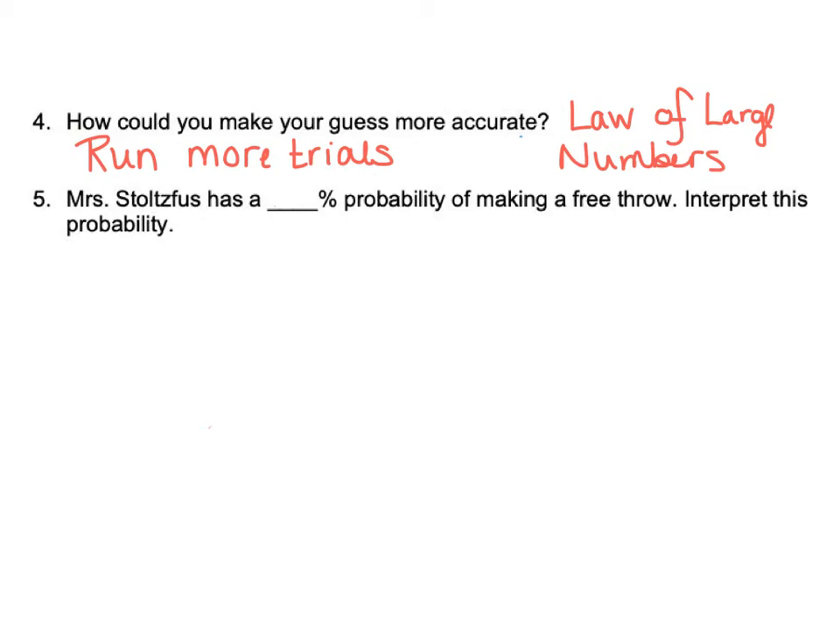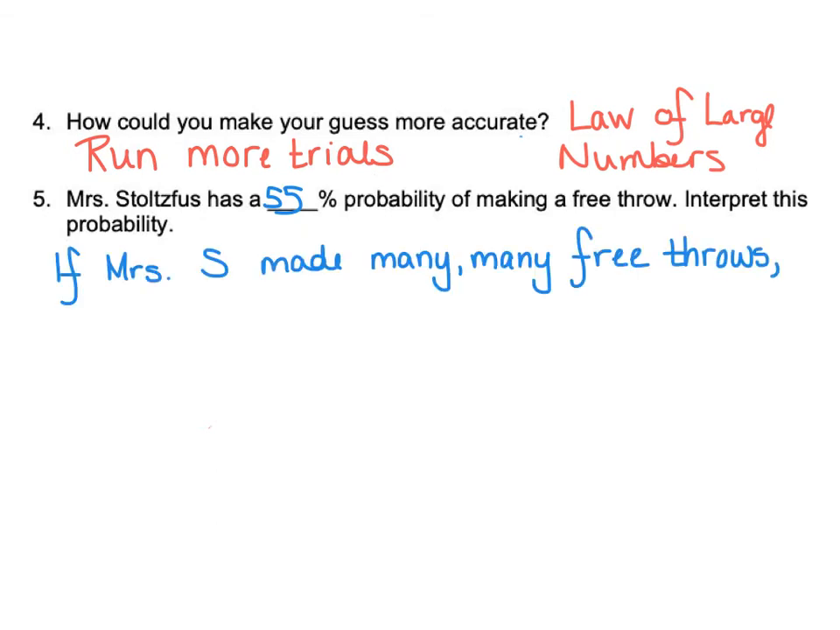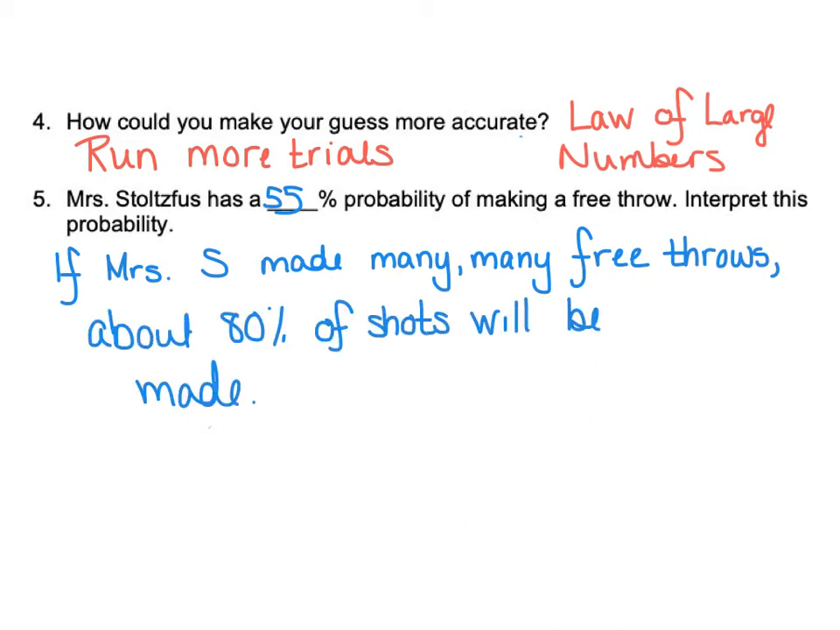So when I clicked on what's my true free throw, it looked like it was getting close to 50. It was actually 55 when I clicked the reveal icon on the applet. So if I have a 55% probability of making a free throw, what does this actually mean? Interpret this. It means that if Mrs. Stoltzfus made many, many free throws, about 80% of the shots will be made. Okay, so this is saying in the long run.